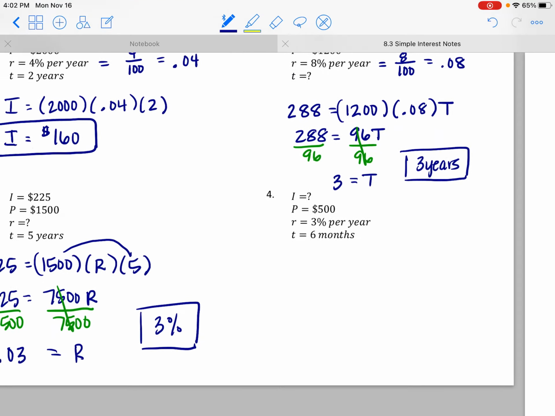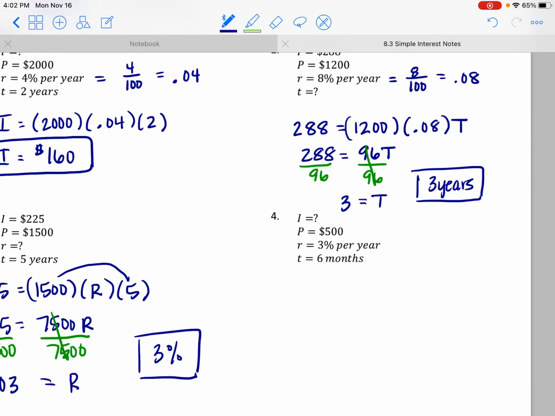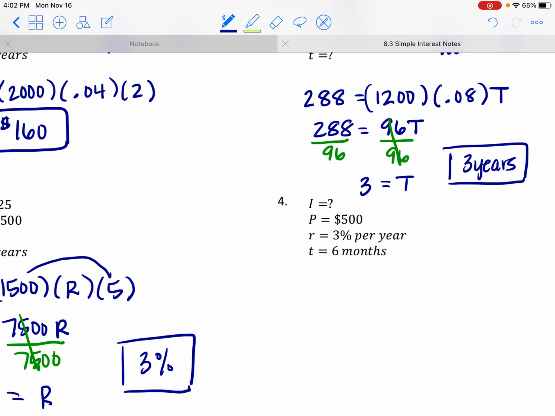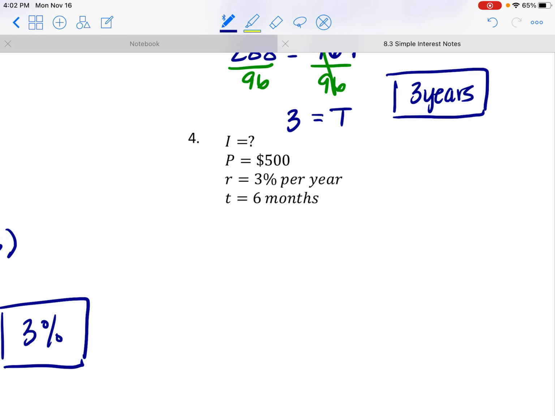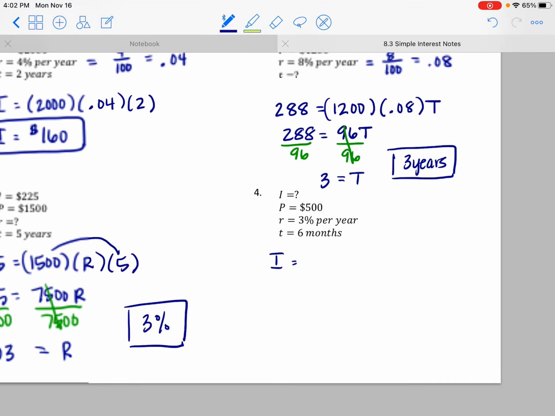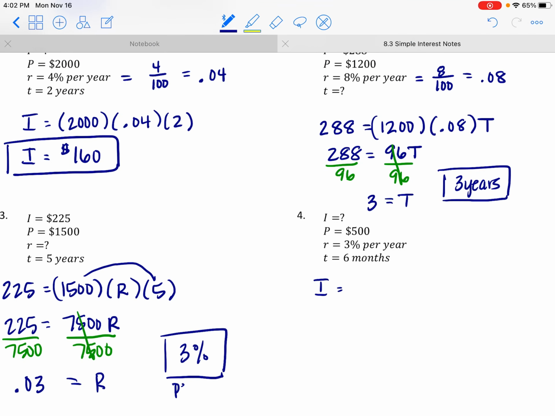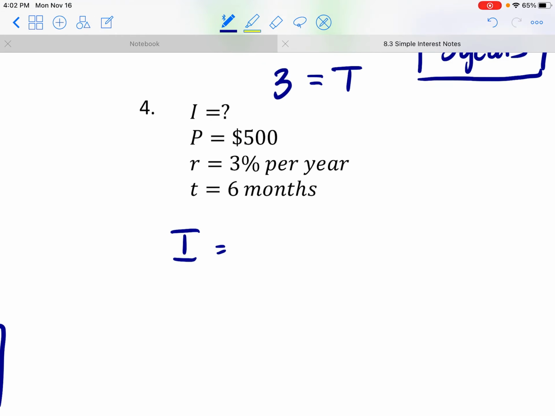Okay? All right, I think this would be a good opportunity maybe for you to, oh, no, just kidding. I was going to say try this one, but there's something a little different happening, so let's go ahead and do this one together. So I is going to equal principal times rate times time, but notice what's happening here. Oh, let me go back to this one. This should be 3% per year. What's happening in number 4 is we have a rate per year and then a time that's in months.